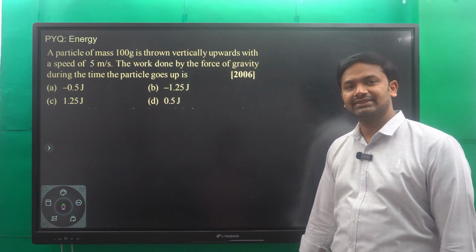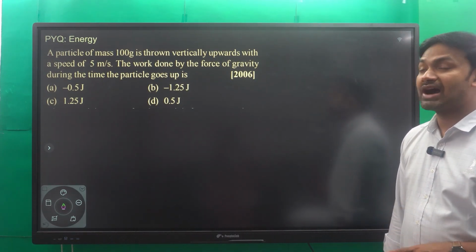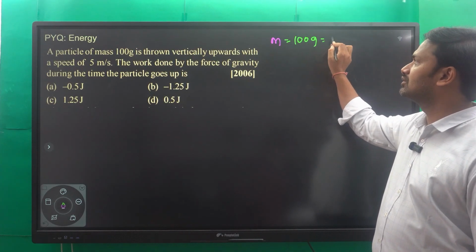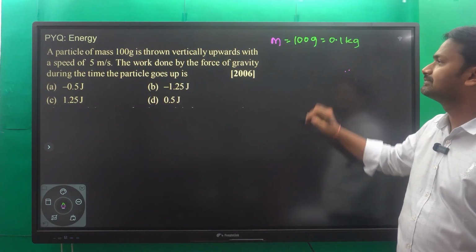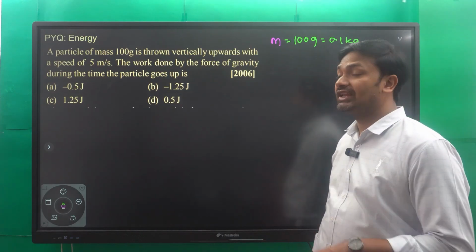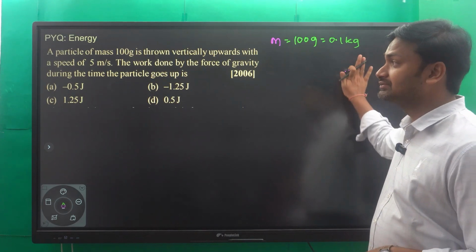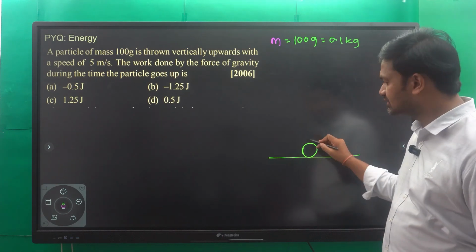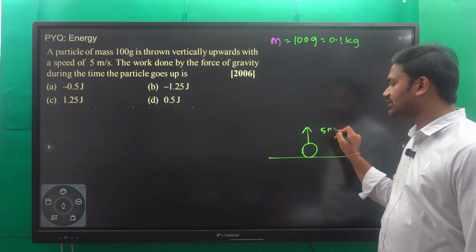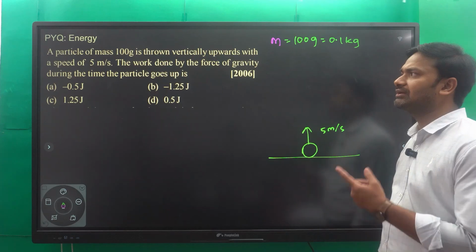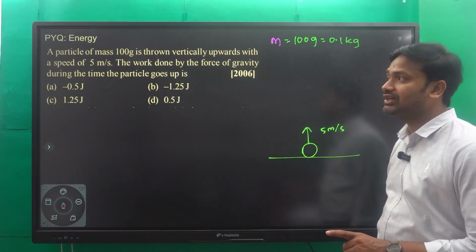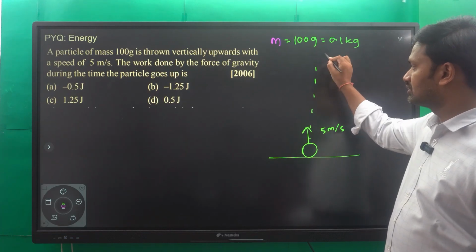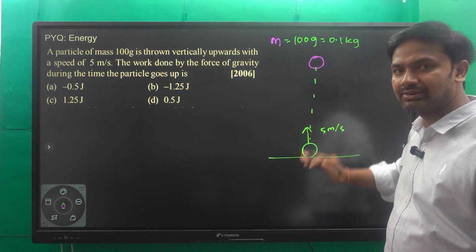Let us look at this question. A particle of mass 100 grams, so mass is given 100 grams, 0.1 kg, is thrown vertically upwards with a speed of 5 meter per second. Suppose there is an object here, it is thrown upwards with a speed of 5 meter per second. The work done by the force of gravity during the time the particle goes up. Suppose it reached this point, this is the maximum point.